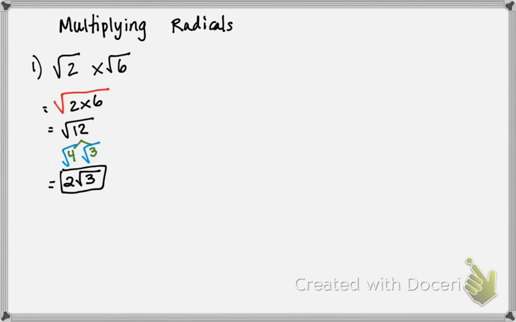I don't know if you guys came across this on Alex or not when you were working on topics. So we have 3 radical 5 times 10 radical 15. We're going to do the same exact process, but this time I've got coefficients that are outside.